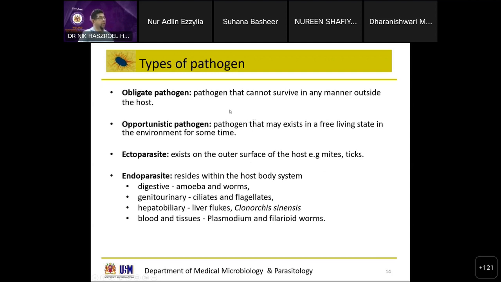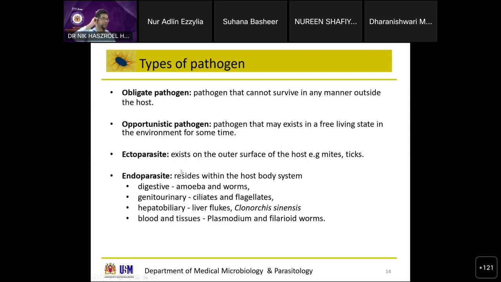Next, we go to types of pathogen. There are obligate pathogens and opportunistic pathogens. Obligate pathogens cannot survive in any manner outside the host, and opportunistic pathogens may exist in a free living state in the environment for some time. Okay, obligate, cannot survive in any manner outside of the host, and opportunistic, they may exist in a free living state in the environment. Next, types of parasite: there is ectoparasite and endoparasite.